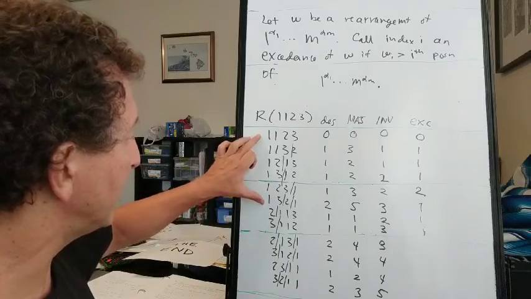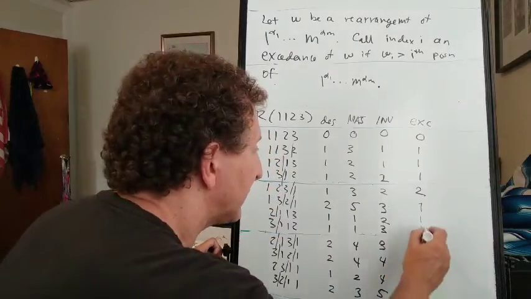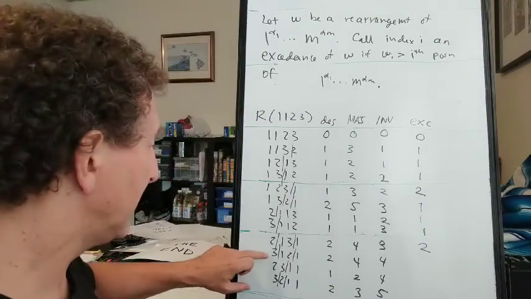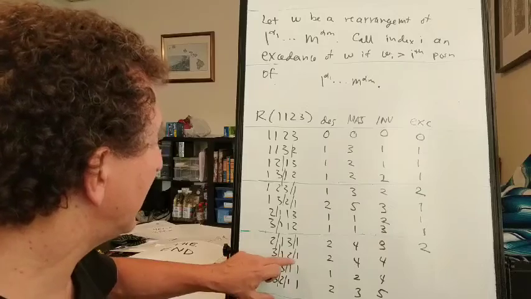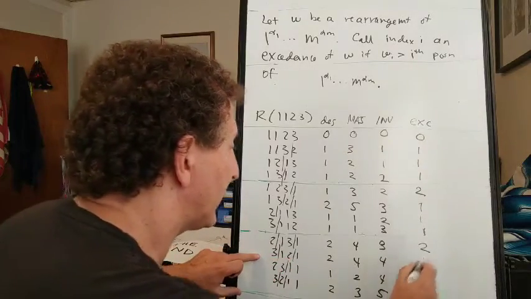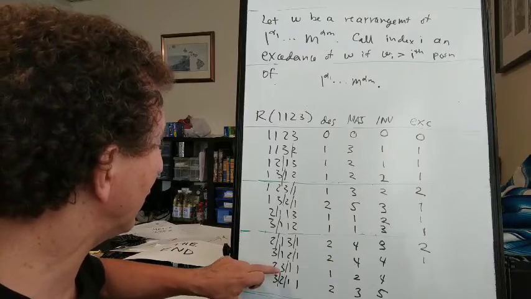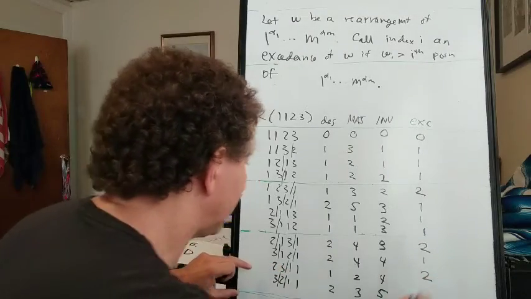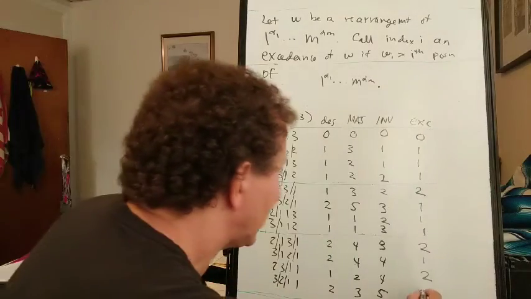2 is bigger than 1, 1 is the same. 3 is bigger than 2, so it's 2 exceedances. 3 is bigger than 1, and that's it, 1 exceedance. 2 is bigger than 1, 3 is bigger than 1, so 2 exceedances there. 3 is bigger than 1, 2 is bigger than 1, so 2 exceedances there.